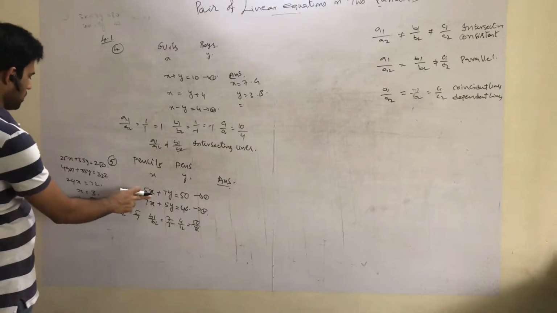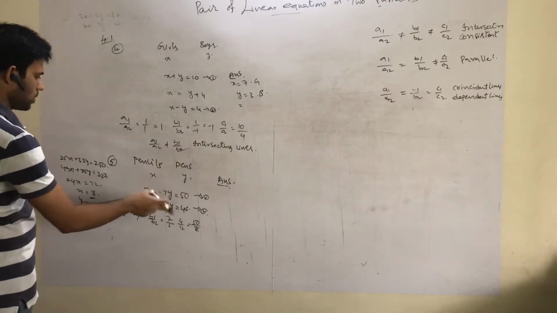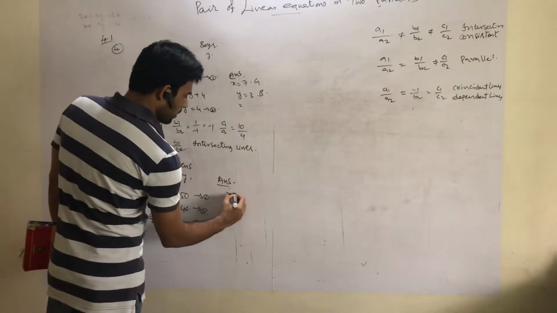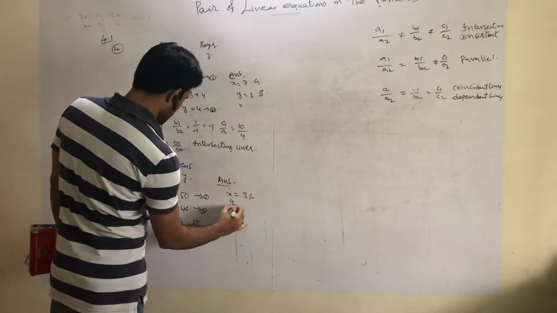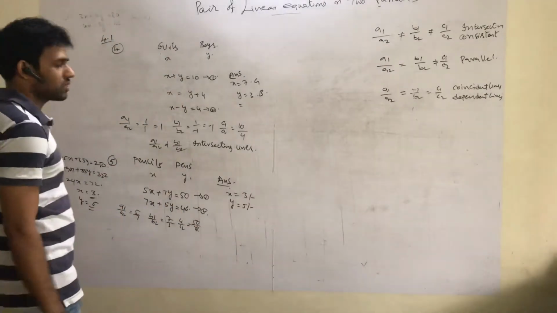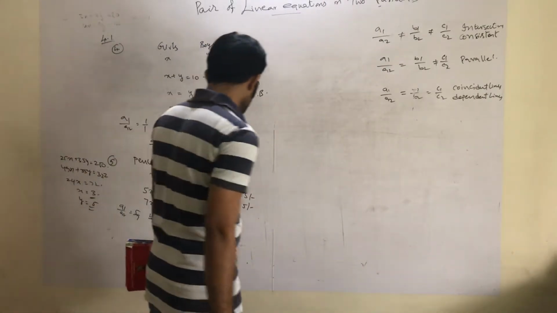Sorry. And x becomes 3. 15, so 35, so y becomes 5. Okay, so the answer is x is 3 rupees and y is 5 rupees. So x, the pencil, is costing 3 rupees and the pen is costing 5 rupees.